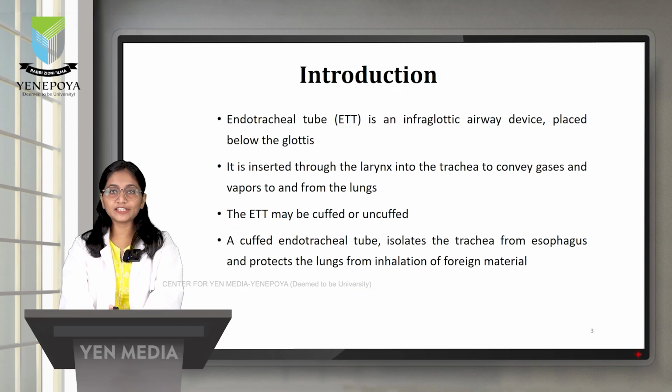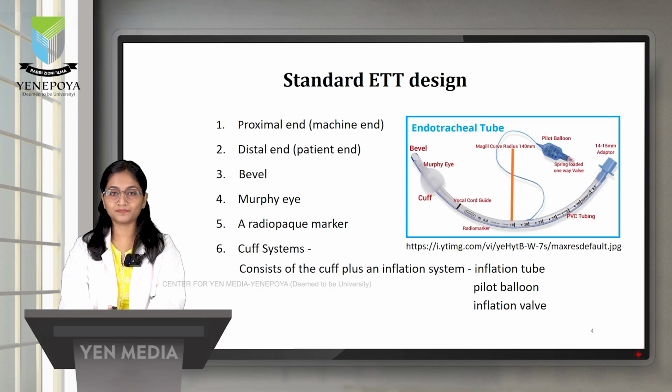Introduction. Endotracheal tube is an infraglottic airway device placed below the glottis for airway management. It is inserted through the larynx into the trachea to convey gases and vapors to and from the lungs. The endotracheal tube may be cuffed or uncuffed. A cuffed endotracheal tube isolates the trachea from the esophagus and protects the lungs from inhalation of foreign material.